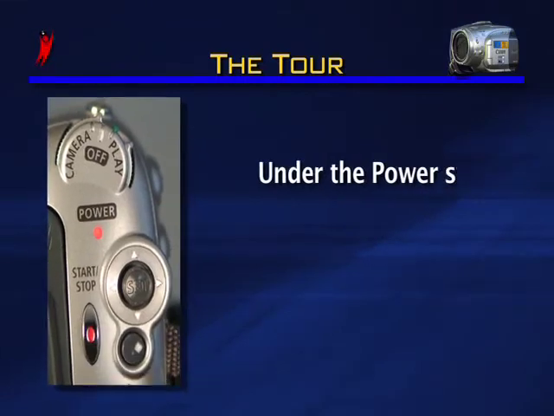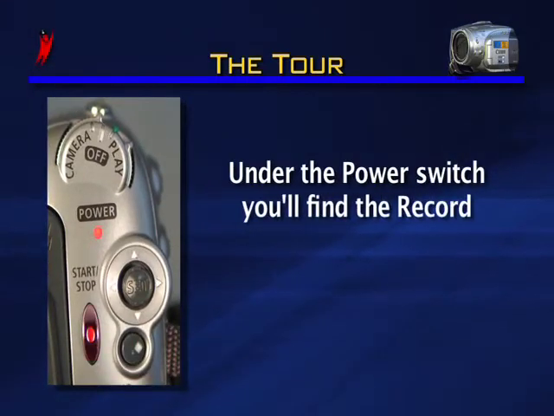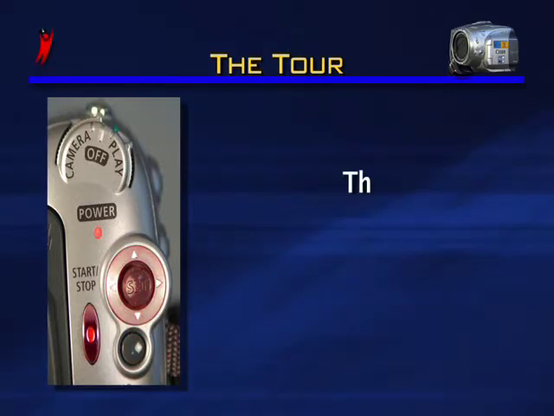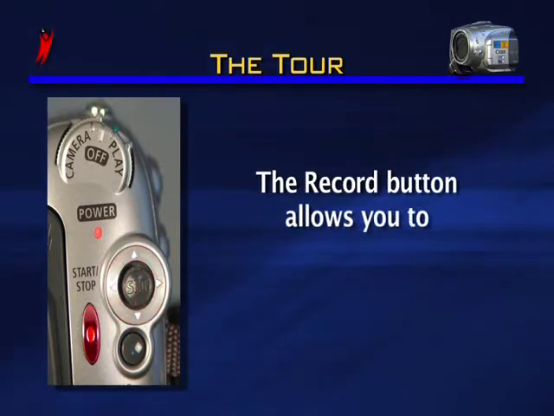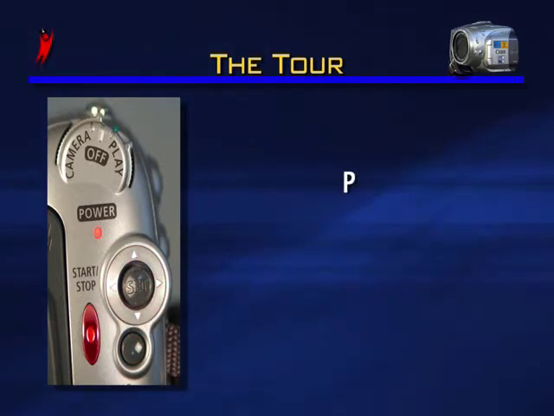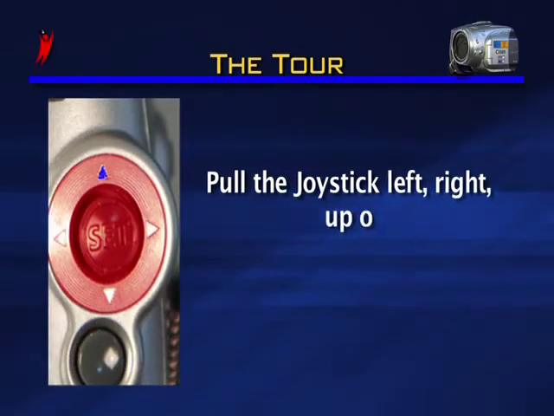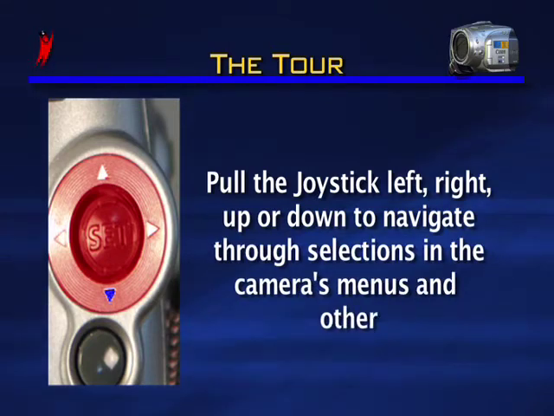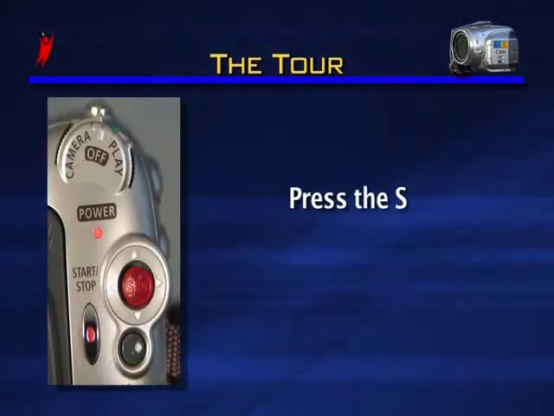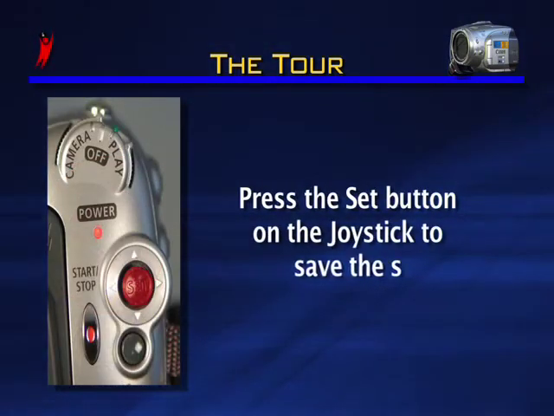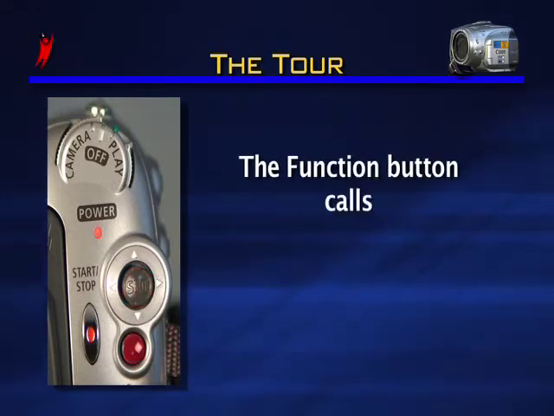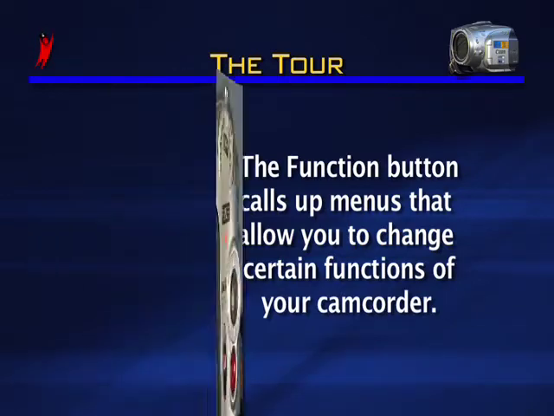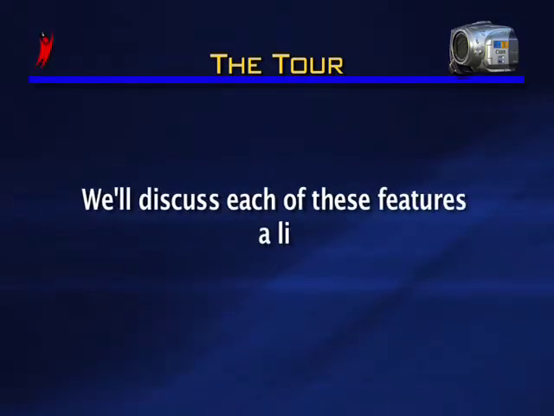Under the power switch, you'll find three more buttons: the record button, the function button, and the joystick. The record button, of course, allows you to record video to tape. Pull the joystick left, right, up, or down to navigate through the selections in the camera's menus and other features. Press the Set button on the joystick to save the settings. The function button calls up menus that allow you to change certain functions of your camcorder. We'll discuss each of these features a little later on.